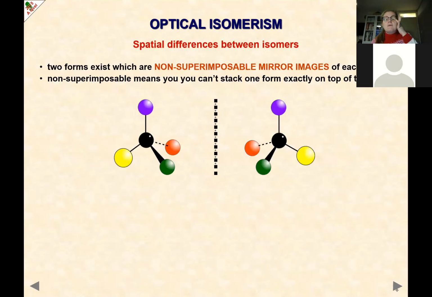So what do we actually mean by non-superimposable images? I've said the things that we can't stack on top of each other. So here we have an optical isomer. These are optical isomers, the non-superimposable mirror images. So let's have a look. What should happen?